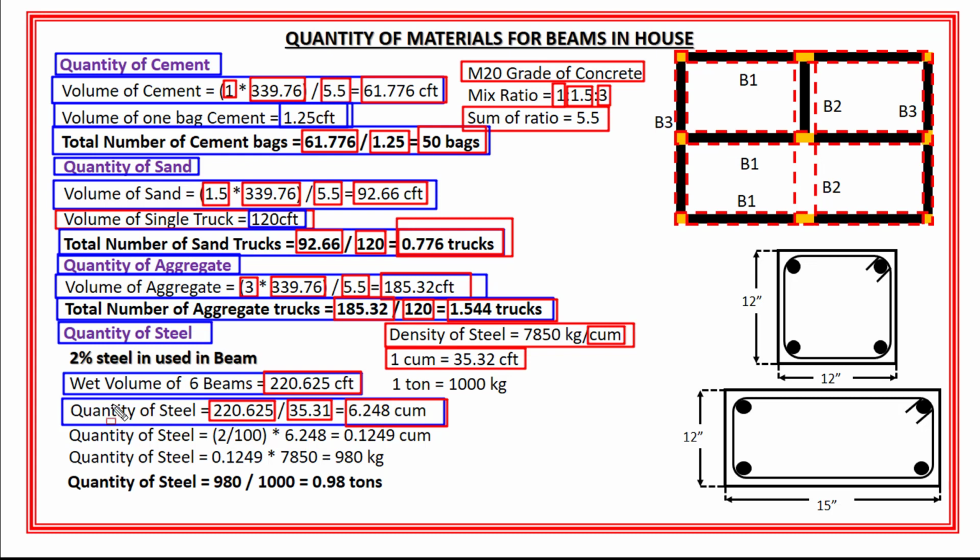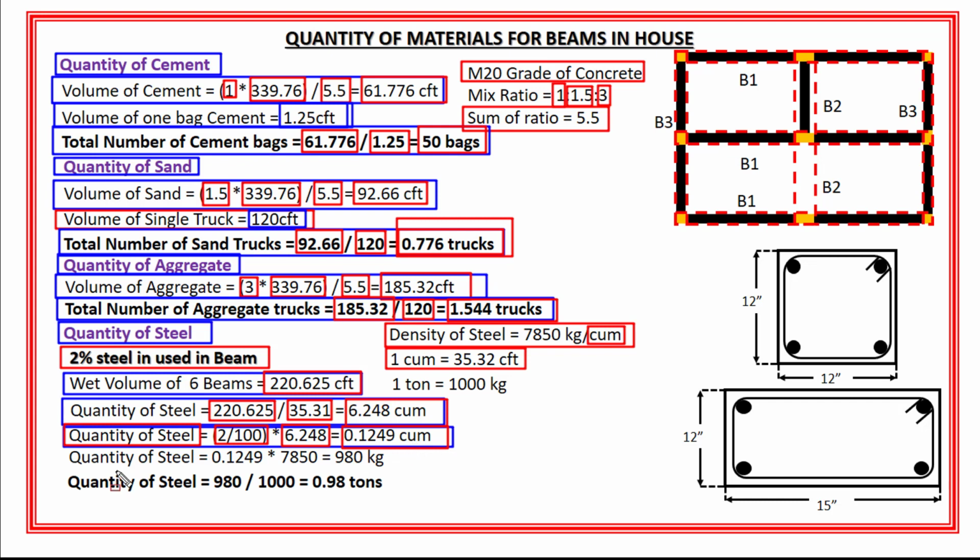Okay. Now here I will use a thumb rule for the estimation of steel in beam. So according to the thumb rule, it states that 2% steel is used in beam with the weight volume of beam. Okay. So the quantity of steel is equal to 2 divided by 100 multiplied by the weight volume of beams in cubic meter, which is 6.248 cubic meter. And the total quantity of steel is equal to 0.1249 cubic meter, right?